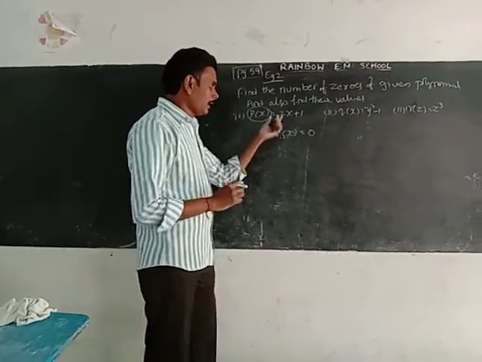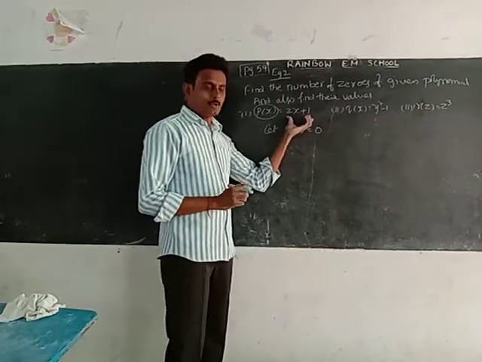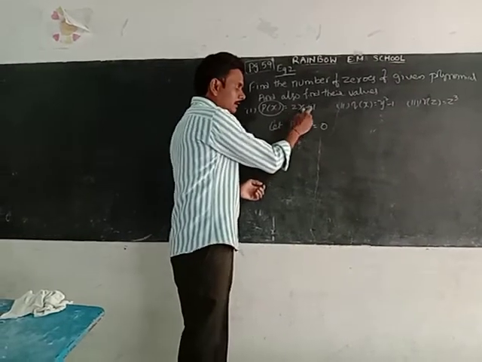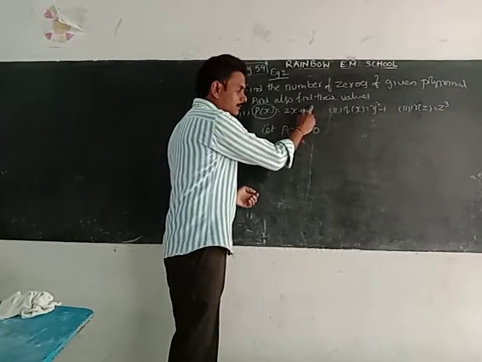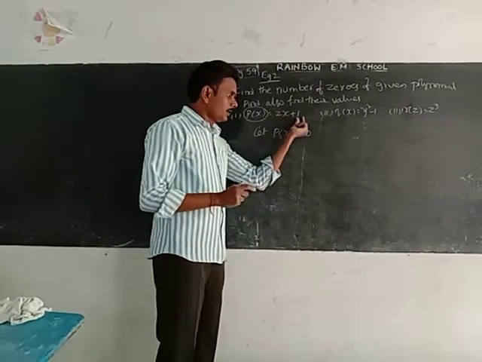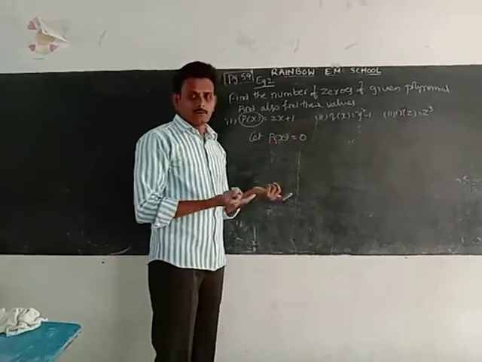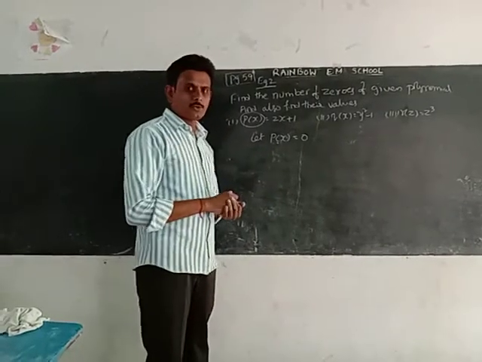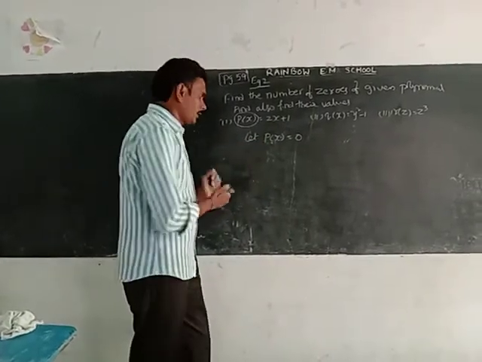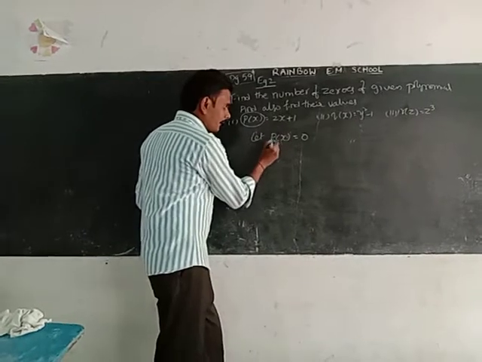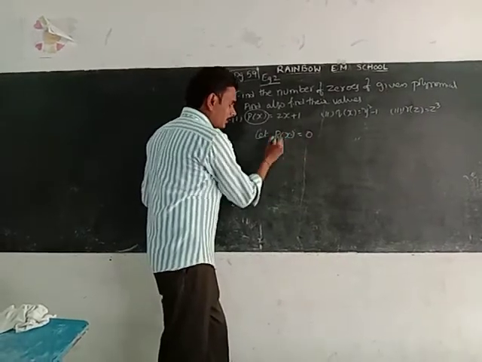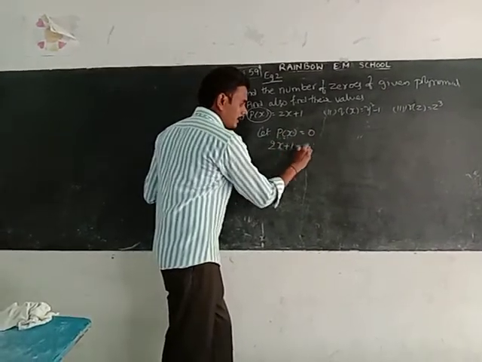Okay, can you say how many zeros are possible for this one? The degree of this term is 1, the degree of this one is 1. Highest degree 1. That means one solution is possible. We can find the one solution. Okay, P of x equals 0. Now replace P of x with 2x plus 1 equals 0.